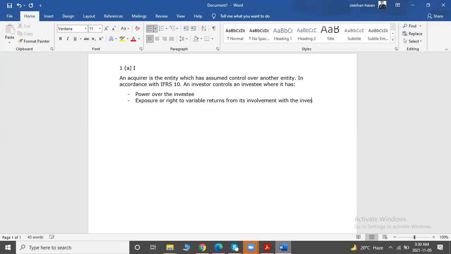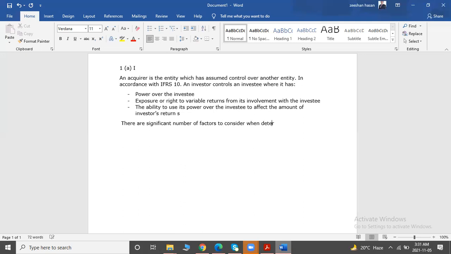and the ability to use its power over the investee to affect the amount of the investor's returns. There are a significant number of factors to consider when determining which entity should be treated as the acquirer.